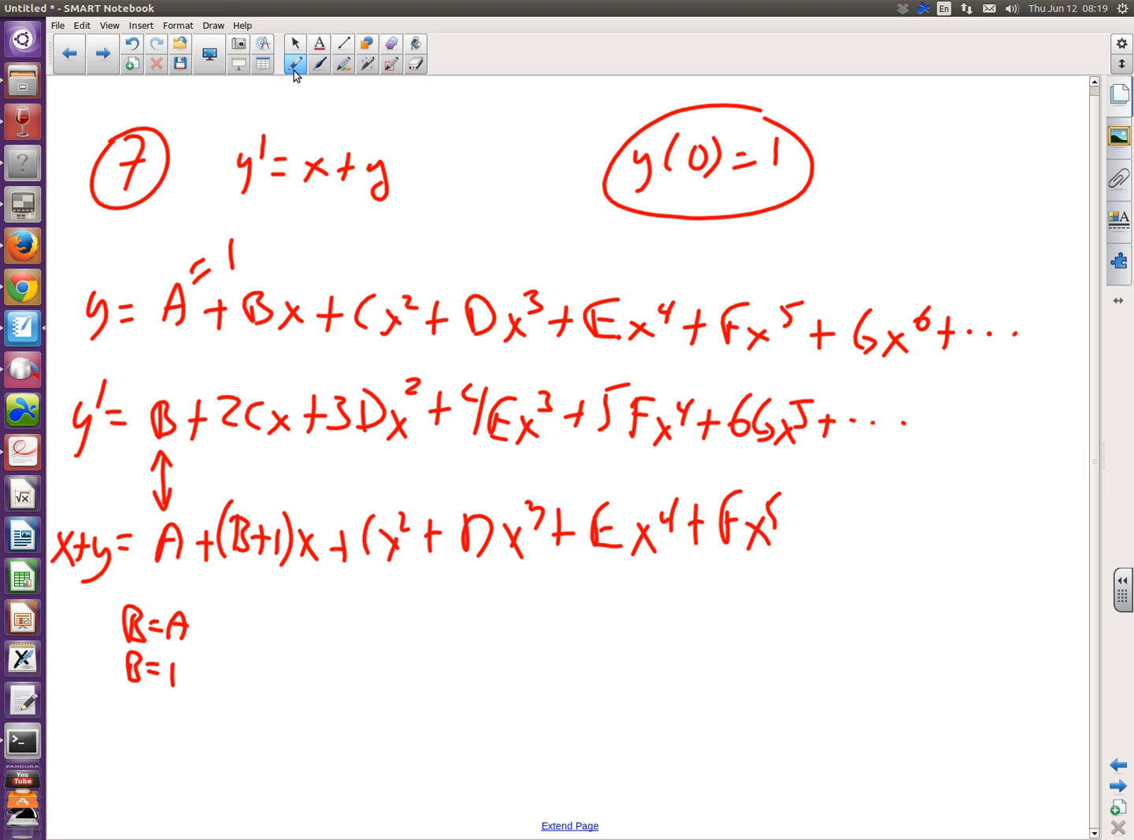All right, so now what do you know? You know that 2c equals b plus 1. But b is 1, so 2c equals 1 plus 1, which is 2. c's got to be 1. Now you got that 3d equals c, but c is 1, so d is 1/3. Okay, now what?